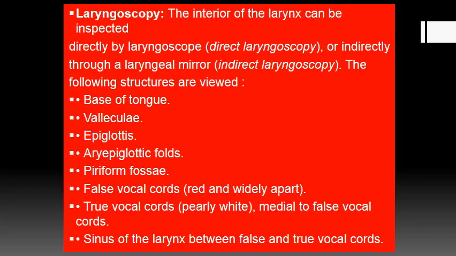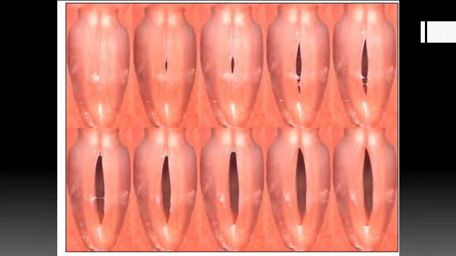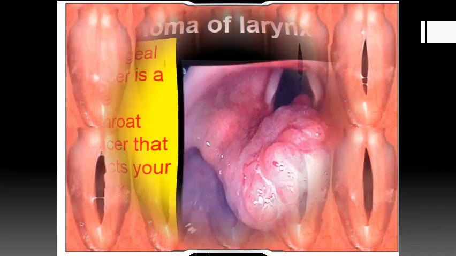Then you can see the false vocal folds, also called vestibular folds, which appear red and widely apart. Then the true vocal folds, which are medial to the false vocal cords. Then between the vocal folds and the vestibular folds, this gap is called the sinus of the larynx, which can be seen, and these are the structures we can identify from superior to inferior. Here you can see the vocal cords and how they appear.